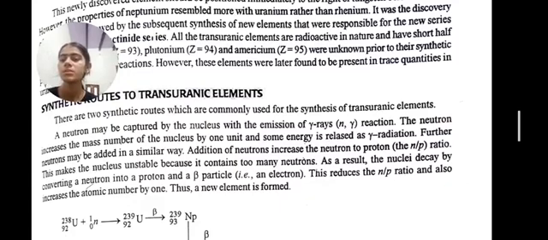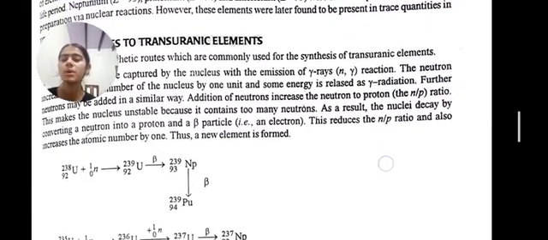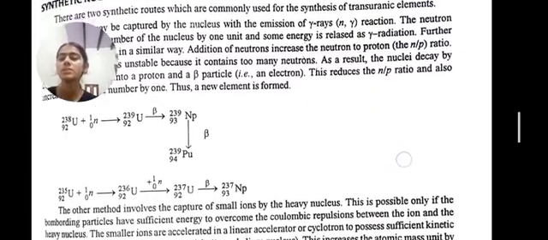This makes the nucleus unstable because it contains too many neutrons. As a result, the nuclei decay by converting a neutron into a proton and a beta particle, that is an electron. This reduces the n/p ratio and also increases the atomic number by 1. Thus, a new element is formed.